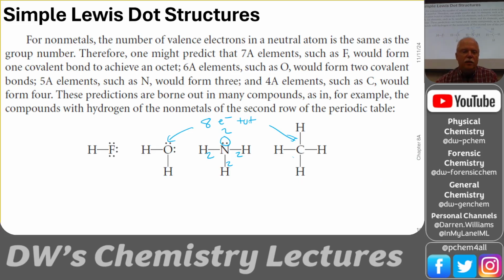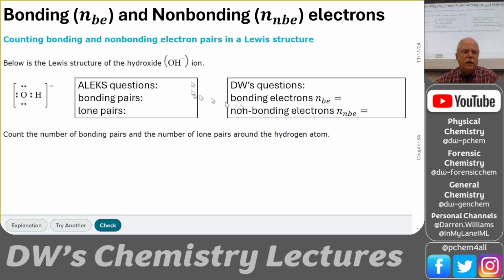So here's another ALEKS question. ALEKS gives you a Lewis dot structure without the dashes. It just gives you the dots, okay, and asks you to categorize the different electrons. And so these are the ALEKS questions. You have bonding pairs, and so it's calculating pairs. And so here's a pair of electrons that's bonding. So that's one bonding pair, and then these are the lone pairs. There's 3 of those.